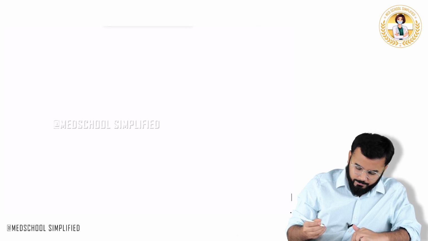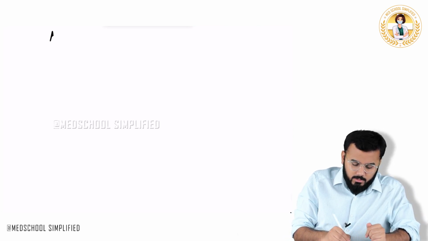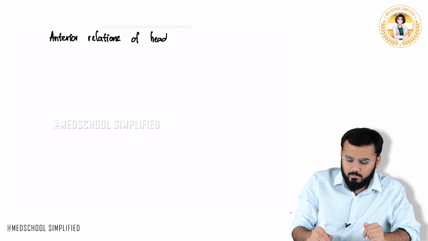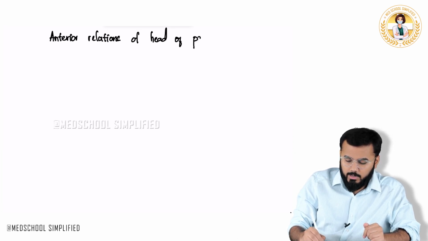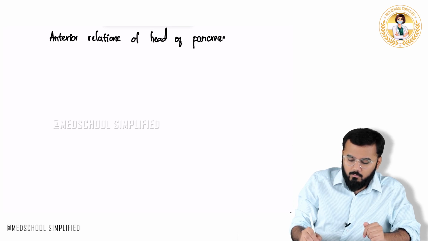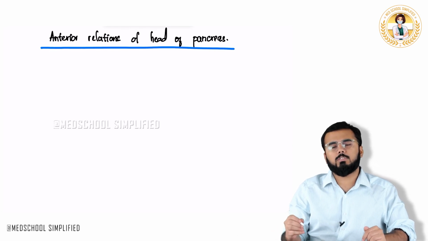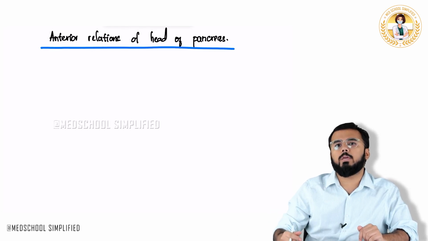Hello guys. So now we shall be discussing the head of the pancreas, especially the anterior relations of the head of the pancreas. So the topic of discussion would be the anterior relations of the head of the pancreas. What do you mean by anterior relations of the head of the pancreas? It means what are the structures that are located anterior to the head of the pancreas.